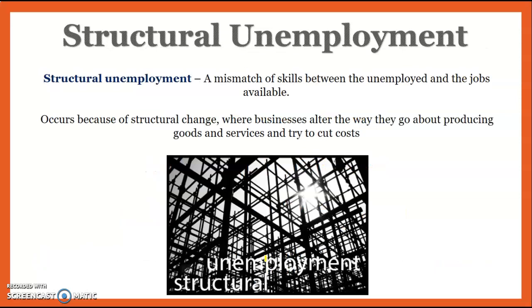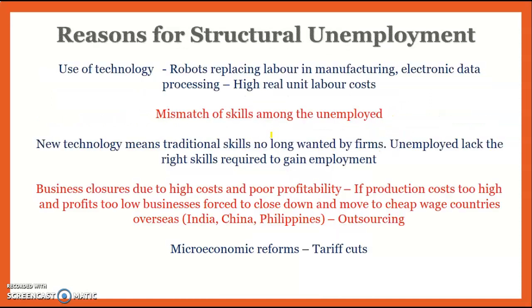Structural unemployment occurs when there's a mismatch of skills between the unemployed and the jobs available. So it occurs generally because businesses change the way they do things, as opposed to there being a general lack of demand in the economy. It occurs because of structural changes where businesses change the way they go about producing goods and services, generally to try and cut costs. So examples would be when they decide to use more technology in the production process. So robots, for example, replace labor in manufacturing because it's cheaper to use capital.